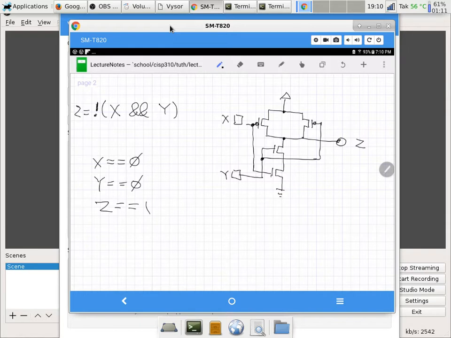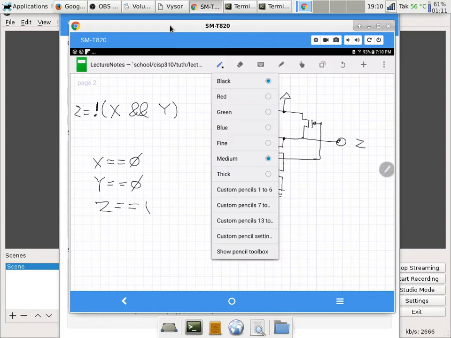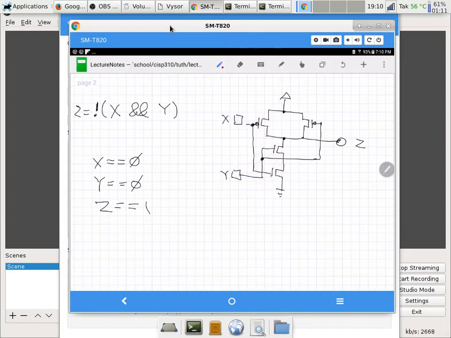Professor, yep. Could you repeat that? Could you repeat what you just said? Okay, sure. So I'm going to use a different color here. So I'm going to use a red color to represent whether a transistor is connecting or not.